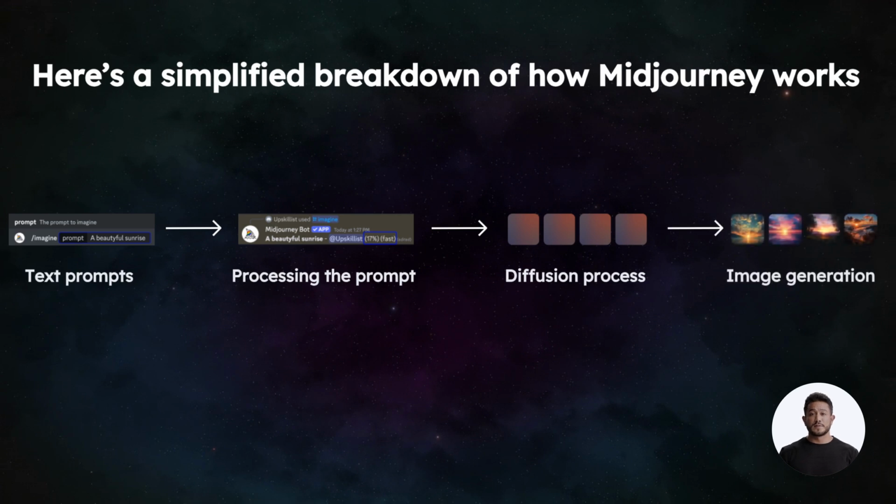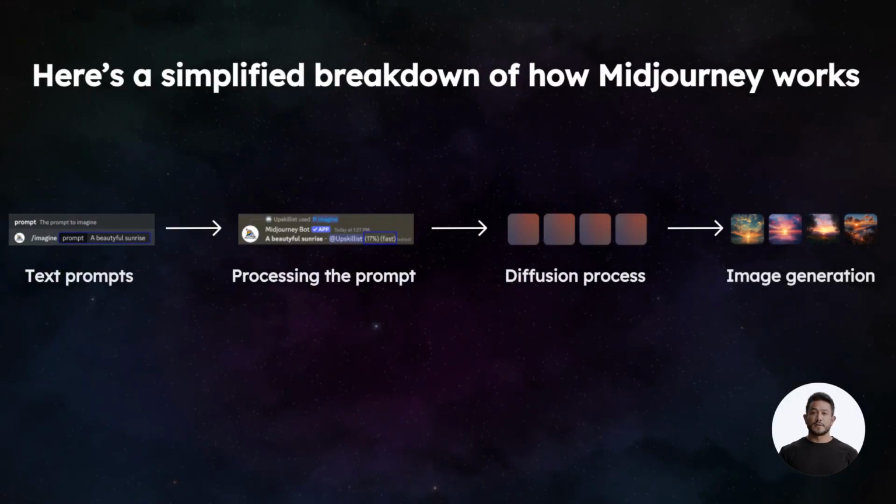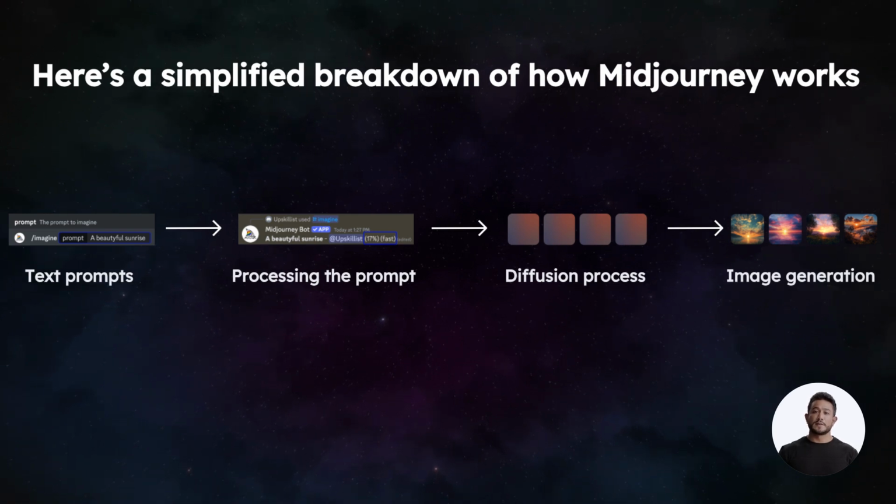Image generation. After the diffusion process, Midjourney generates several image options, usually 4, based on your prompt. These images are variations of the concept you described. From here, you can choose the image that best fits your vision, or you can refine your prompt for further iterations. This process might sound complex, but Midjourney handles all the heavy lifting behind the scenes.